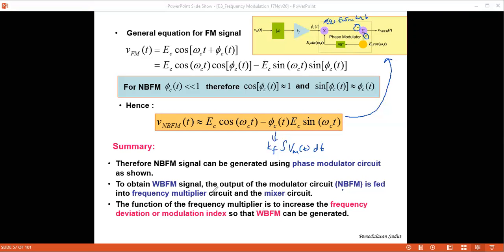When we apply this frequency multiplier, if our delta F is very small, then the operating frequency can become very, very high. That's why we need a mixer to bring down the operating frequency. If you notice, this part is quite popular in final year exam questions. I've seen a number of questions asking for this wideband FM block diagram.